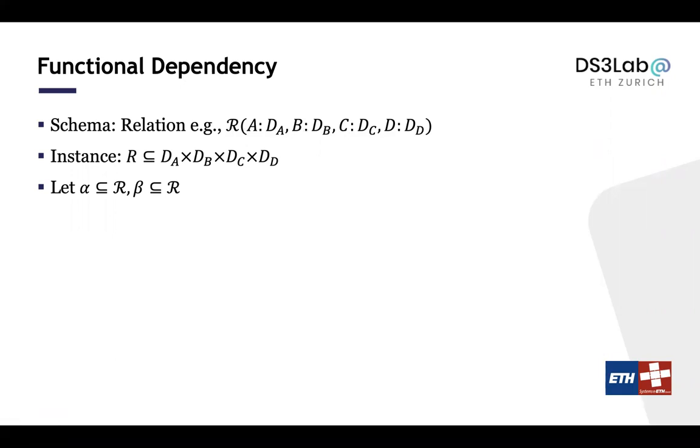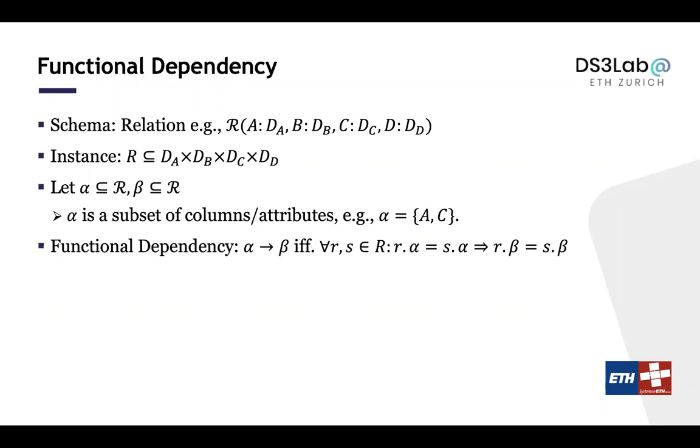So here, assuming you have 2 subsets of attributes, alpha and beta, we say there's a functional dependency from alpha to beta. Sometimes you can also say beta is functionally dependent on alpha. Sometimes it's just easier to say there's a functional dependency from alpha to beta, if and only if the following is true.